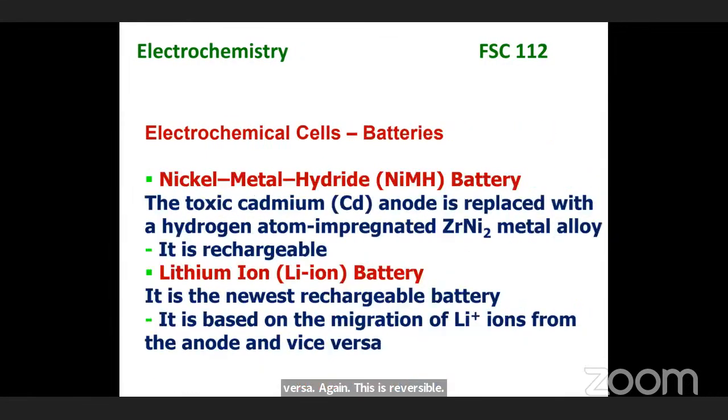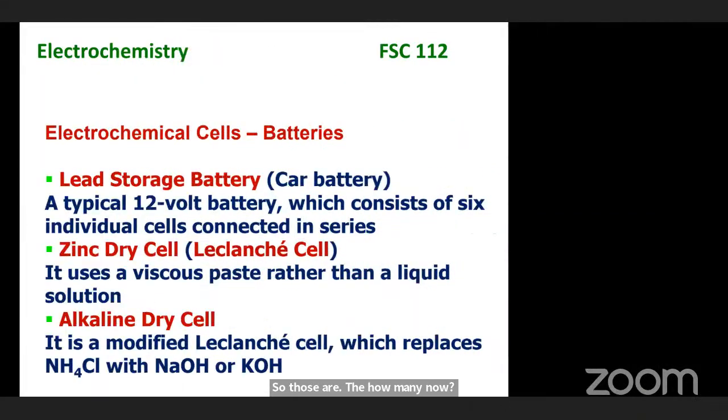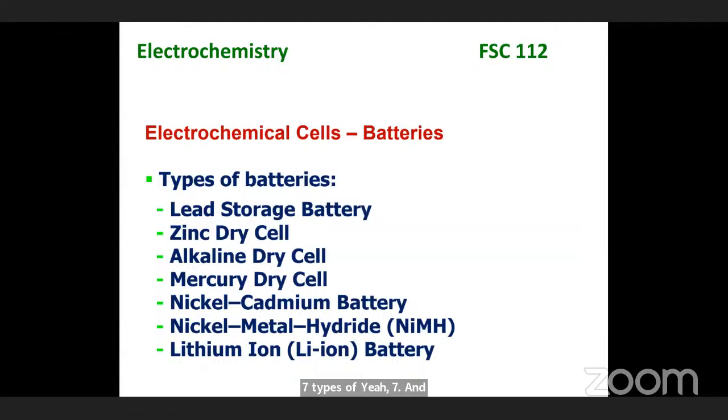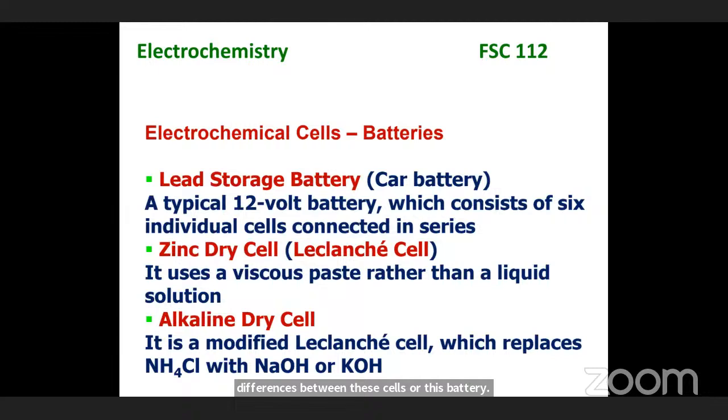So those are the how many now? Seven? Yes, seven types of batteries. And if you look here, you see the way they are listed. In a way, they are listed according to their development. So lead will be the oldest, lithium will be the newest. Lead is now rechargeable, lithium is rechargeable. So as you move down, you move towards better quality, better conduction, durability, and then of course you move towards green or sustainability. And you will be expected to know the differences between these cells or these batteries, especially in terms of their electrolyte, their anode, and their cathode.